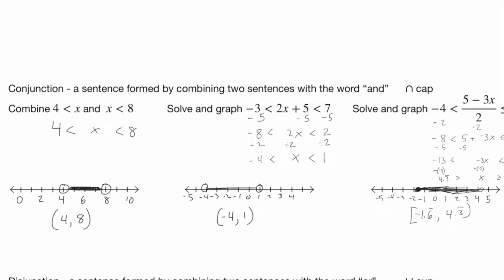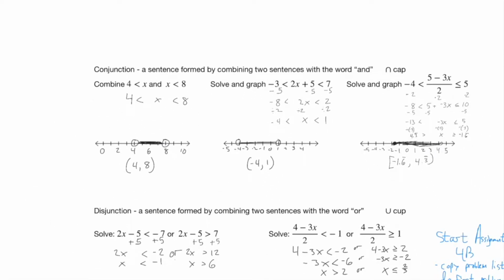Conjunction. Conjunction is a sentence formed by combining two sentences with the word and. Remember, if you ever need to, you can use an intersection symbol. We call that a cap. That's the name of the actual symbol, the cap, versus the cup. Cap and cup. Isn't that cute? Here's the cup. Here's the cap.